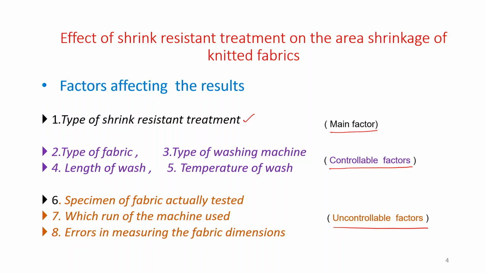So the factors that can affect the results are the main factors. That is what we want to actually study, the effect of those factors. Some of the factors are controllable factors, so we'll try to maintain them at a constant level. We'll make sure that they don't change. The other few factors are uncontrollable factors. These factors are not within our control.